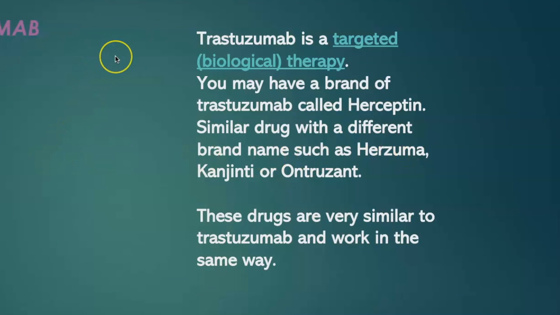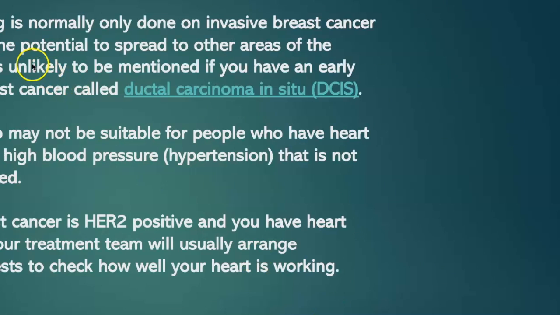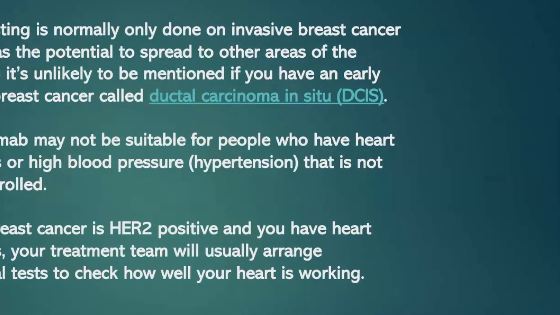The most common is trastuzumab, which is called Herceptin in terms of the brand name. And then there are some similar brand names that have the same effects of this drug. And these drugs are going to work to block the receptor itself, and therefore drive down the growth of the tumor.